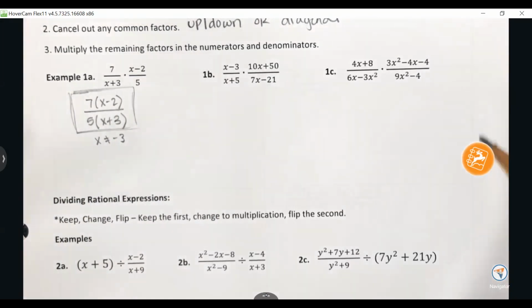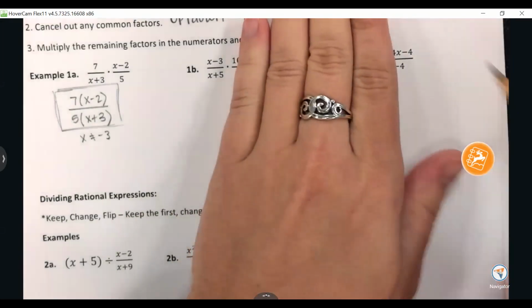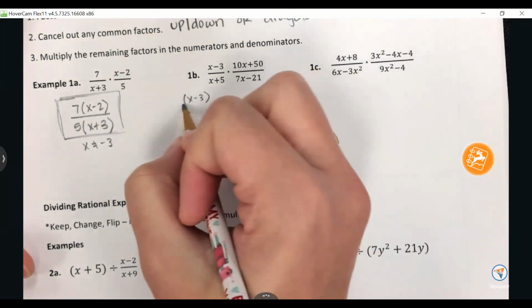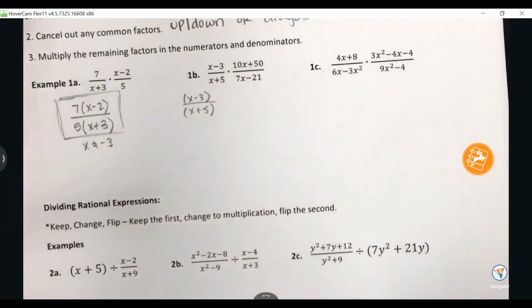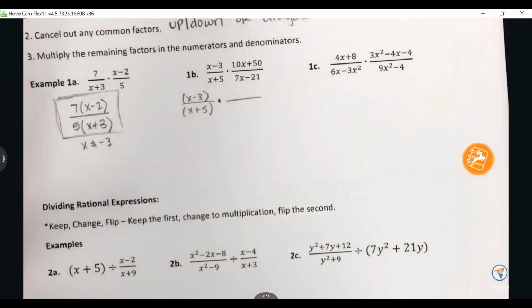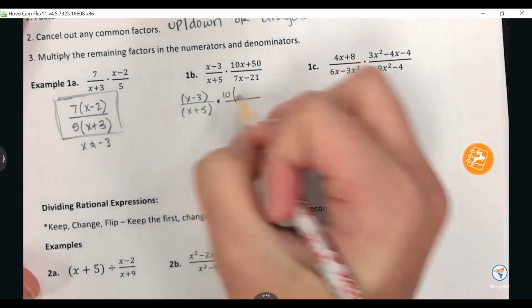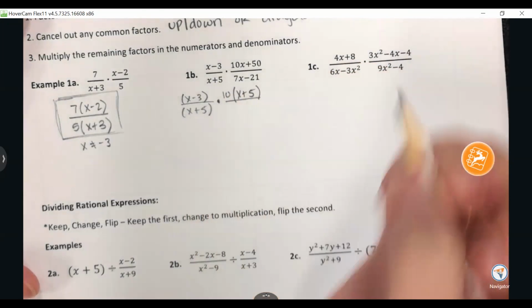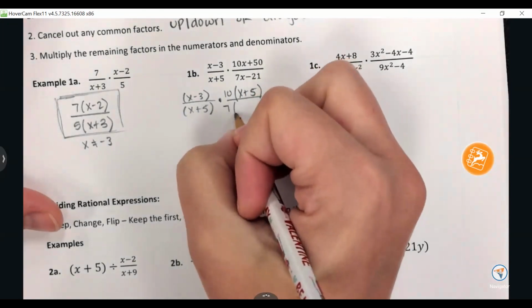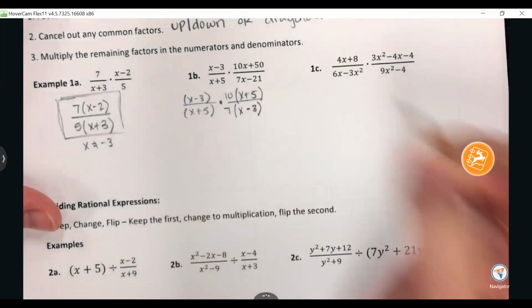All right, so number 2 says X minus 3 over X plus 5. There's nothing there for me to simplify, so it will stay the same. X minus 3 over X plus 5 times. I have a 10X plus 50. What can I take out of there? A 10. So when I take that out, I'll have 10 times X plus 5. And in my denominator, what can I take out? A 7, and I will have X minus 3.